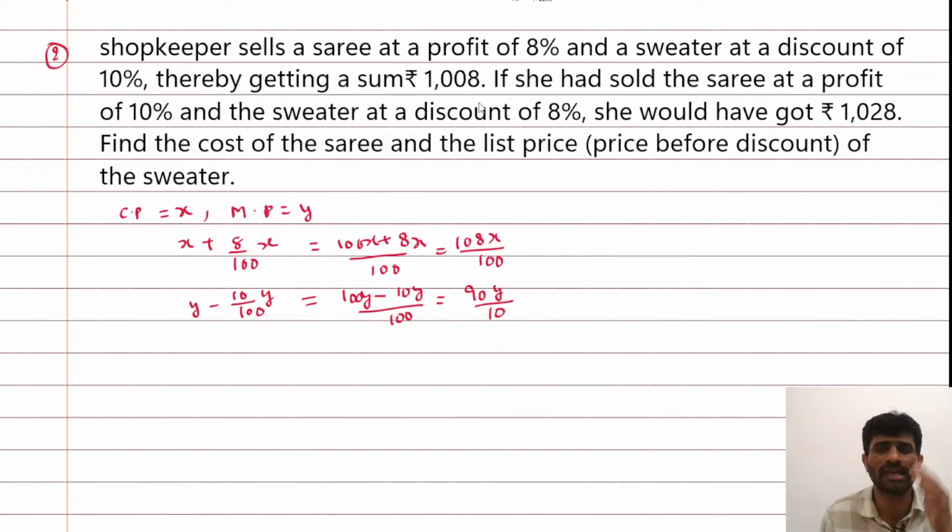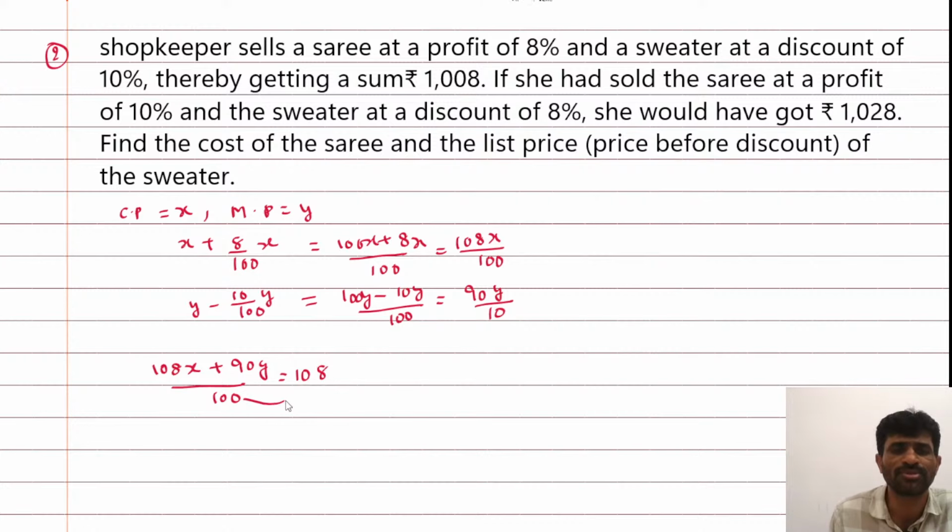So total sum amount is how much? 1008. So when you add these two, you have to get 1008. Then the equation becomes 108x by 100 plus 90y by 100 is equal to 1008. And transpose this 100 this side. Then we get 108x plus 90y is equal to 100800. This is one equation.